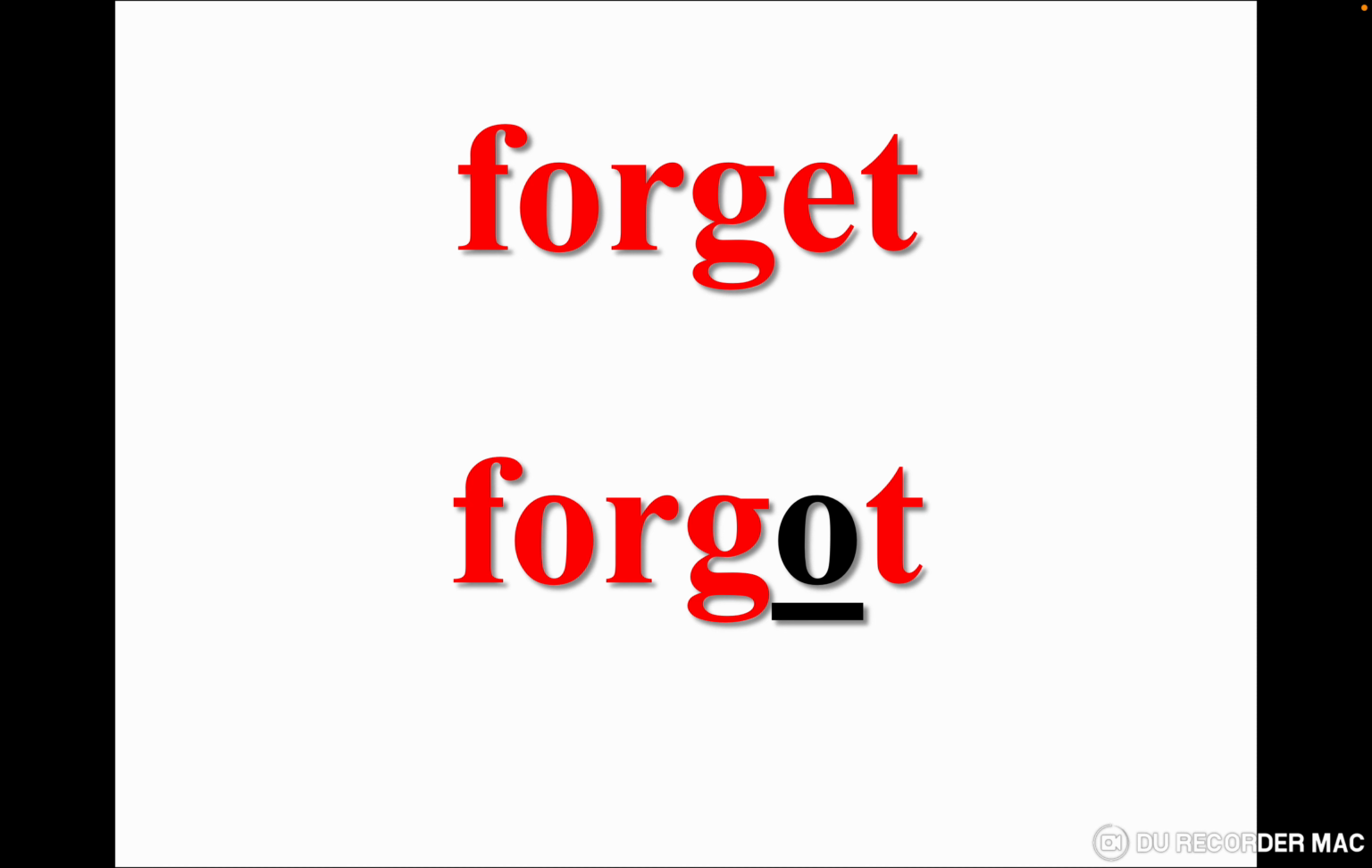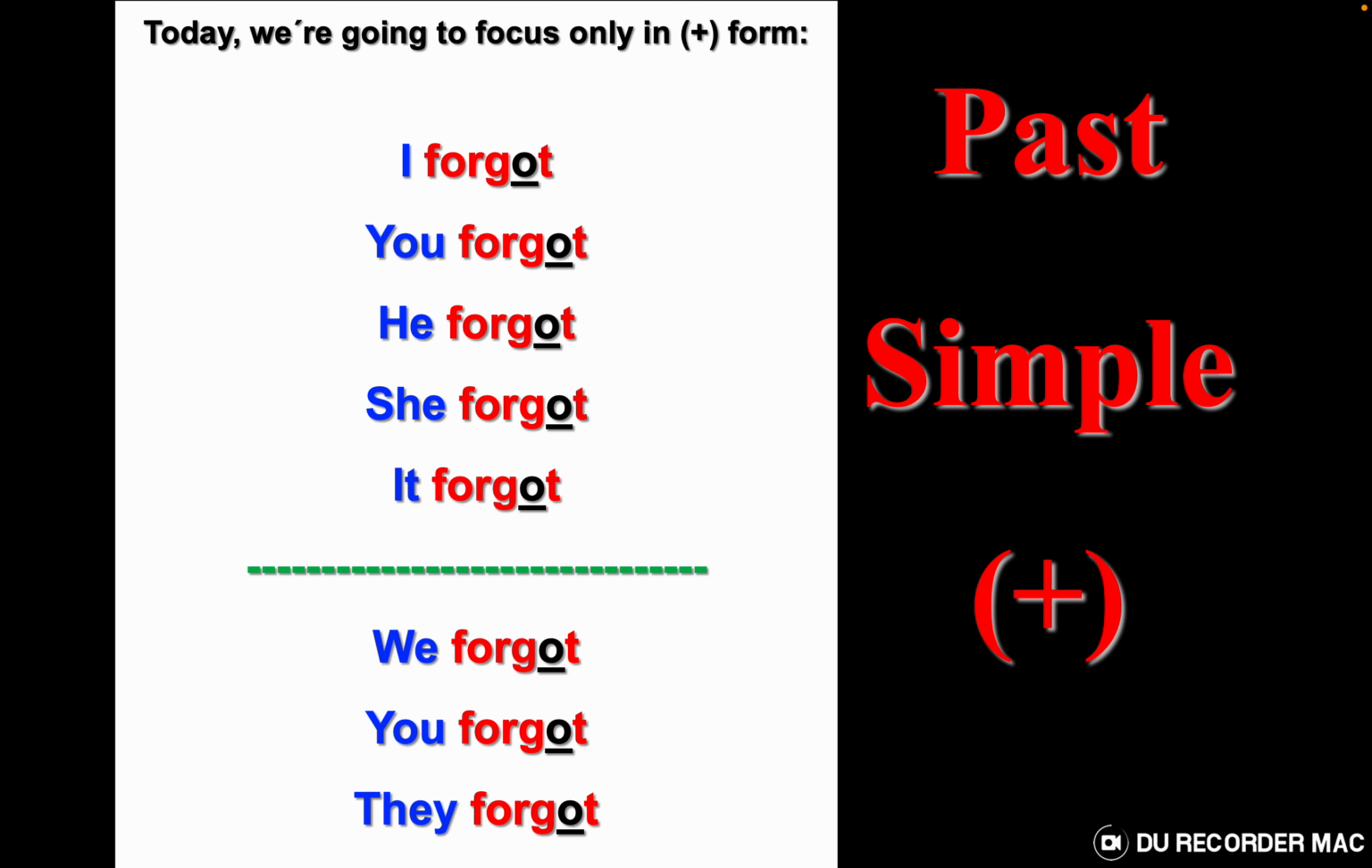Forget. As I said in the previous lessons when we dealt with the verbs, English people, when there is an R and after it a consonant, they don't pronounce the R. But as we are in level 1, we are going to pronounce it, forget. And for the past of forget, we change the E to O. Forgot. I forgot, you forgot, he forgot, she forgot, it forgot, we forgot, you forgot, they forgot. Let's continue.